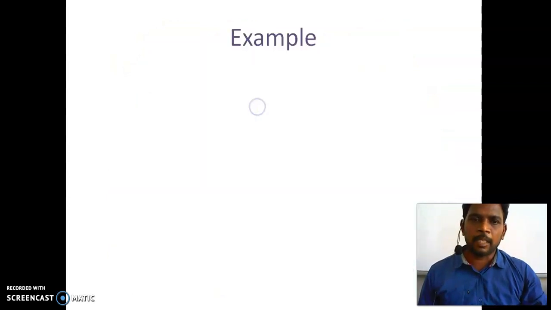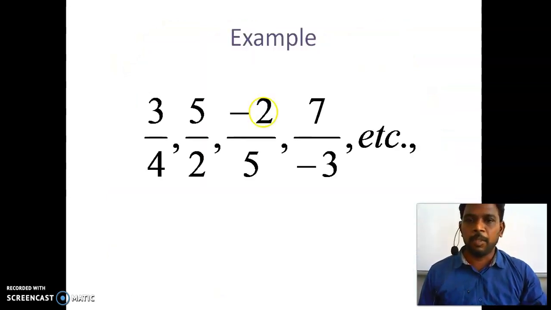Now we are going to see some examples of rational numbers. So 3 by 4, 5 by 2, minus 2 by 5 and 7 by minus 3, etc. Rational numbers keep going on like this. The first two are known as positive rational numbers and the second two are known as negative rational numbers.